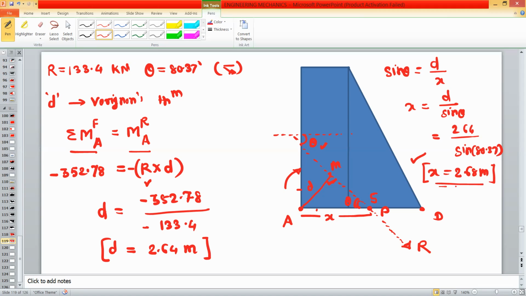The question was, we have to locate the resultant and find the intersection of that resultant on the base AD for the given dam. So this is the base AD, point P is the intersection for the resultant, and x is the distance with respect to the corner point, that is equal to 2.68. I hope this complete problem is clear to you. If you have any doubt, you can ask.